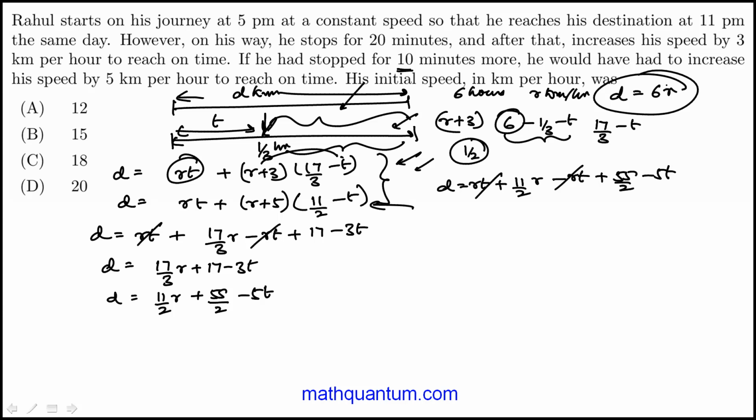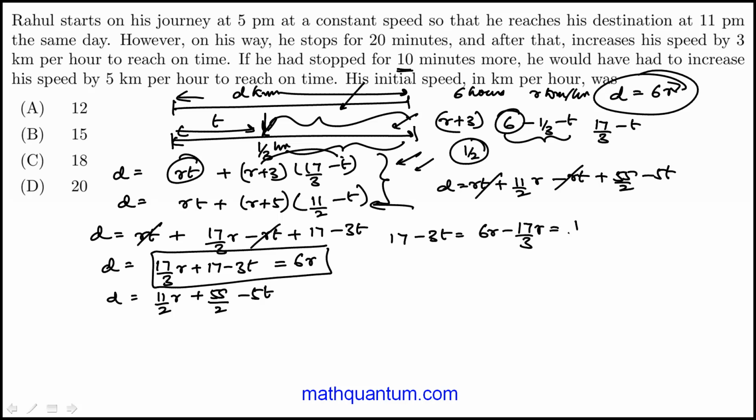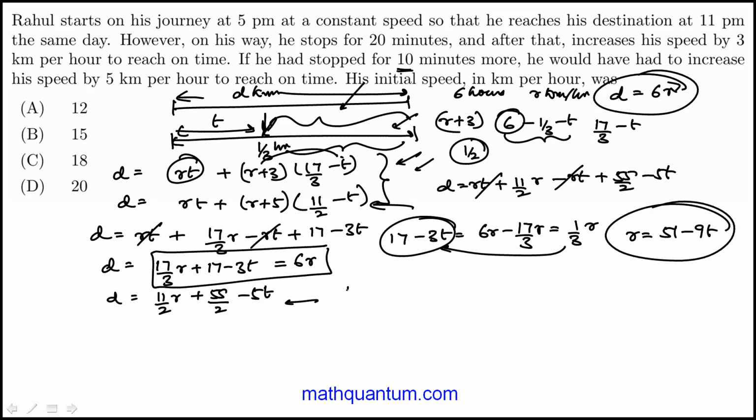Now we also have D is 6R, so I can plug that in here and then clean this one up. 6R minus 17 over 3R, which is 1/3 R, which means R is, I move that 3 here, multiply that, 51 minus 9T. That's my one equation. Again, I do that here, equate that to 6R, and then that's 5.5 R, so that becomes half an R. And then again, multiply by 2.